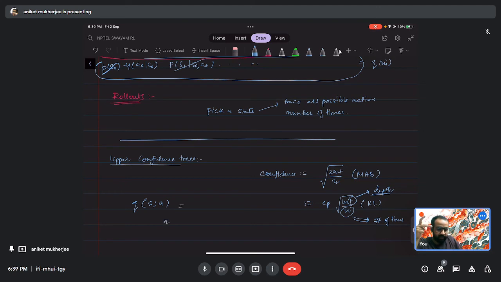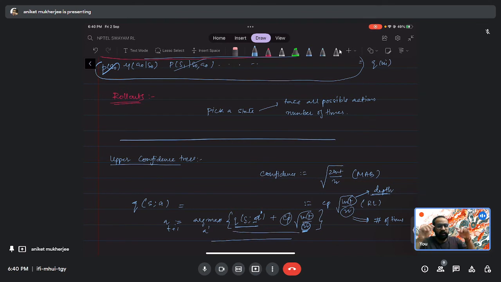So your next action would be to choose the argmax over A prime of Q(S, A prime) plus Cp times the square root of ln T over N. This N will vary for each action. If you have chosen each action only one time and you are calculating the estimate, this gives you the expected reward given you started at state S and took action A1, plus Cp times the depth you have reached for that trajectory, and N is the number of times you have taken the action A prime.